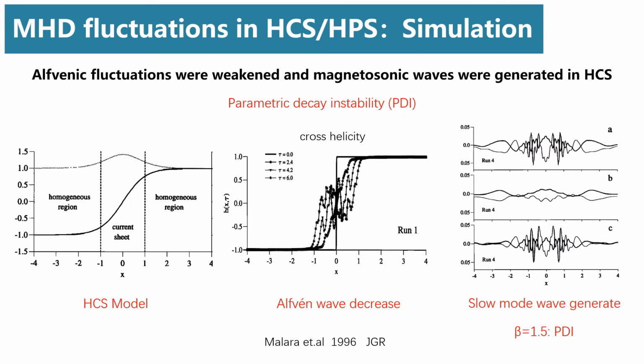In addition to observational studies, some numerical models have been used to investigate the evolution of MHD waves in the presence of a large-scale current sheet. For example, by using a MHD numerical simulation, Malara found that the Alfvénic fluctuations were weakened, but magnetosonic waves were strengthened during the HCS crossings, which is probably due to the parametric decay instability.